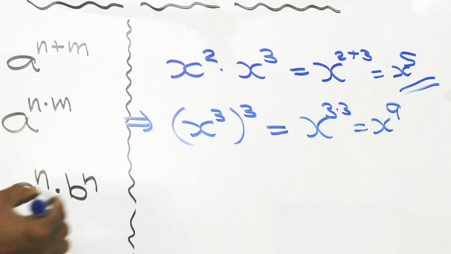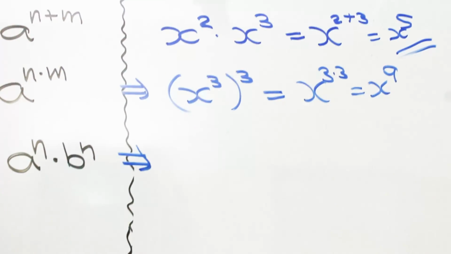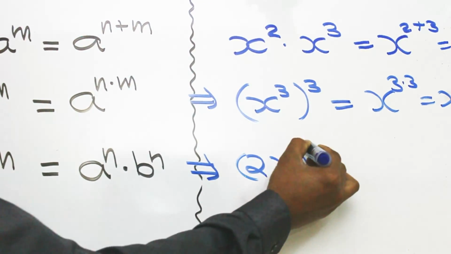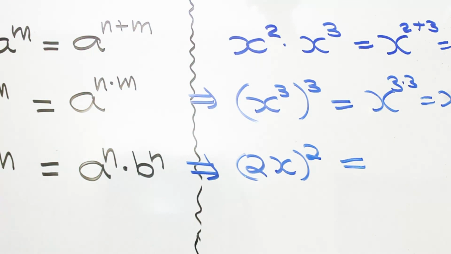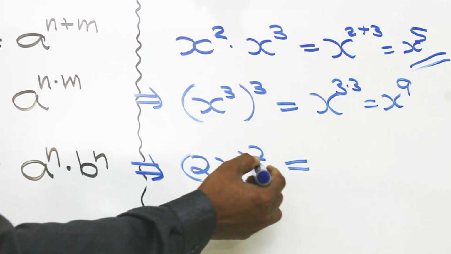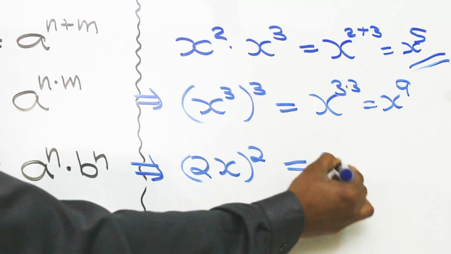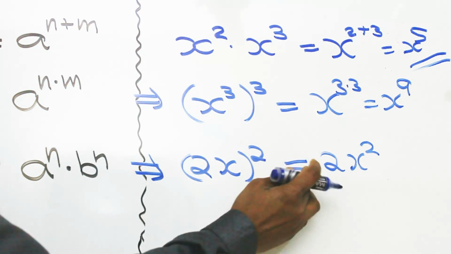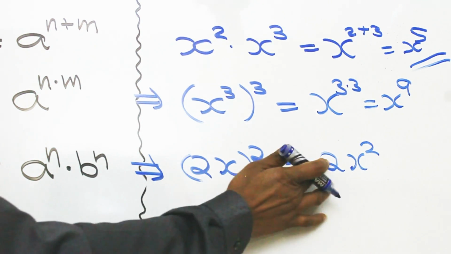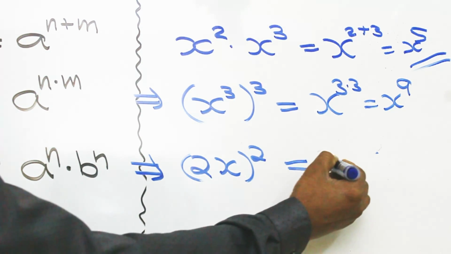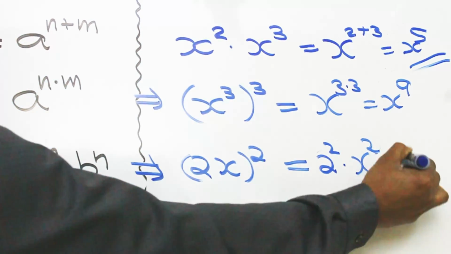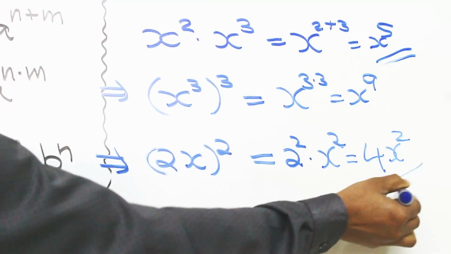Next, the best example for this rule is 2x all power 2. Usually we make the mistake of writing 2x power 2, but it's wrong because we have to give the power to 2 also. So the answer will be 2 square and x square, which means 4x power 2.